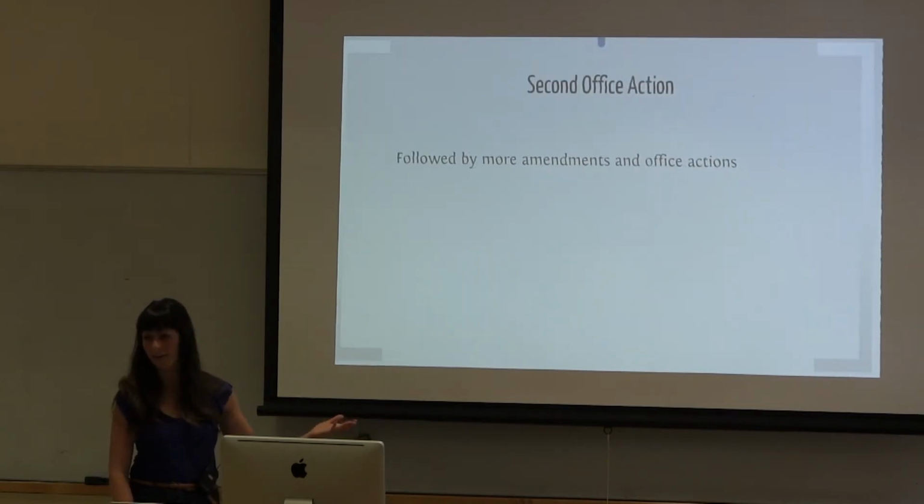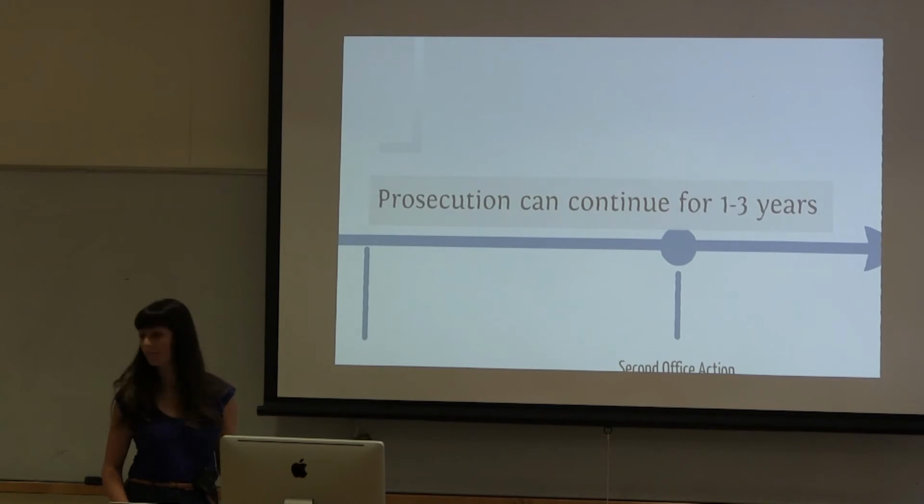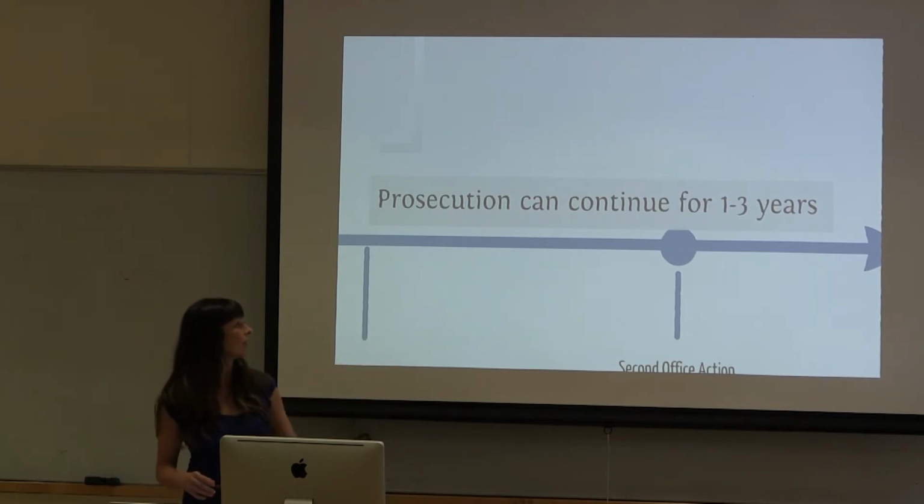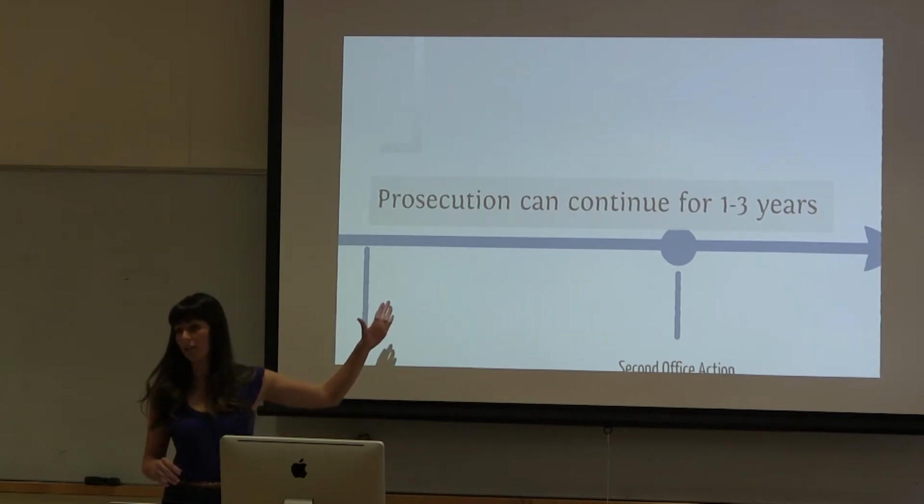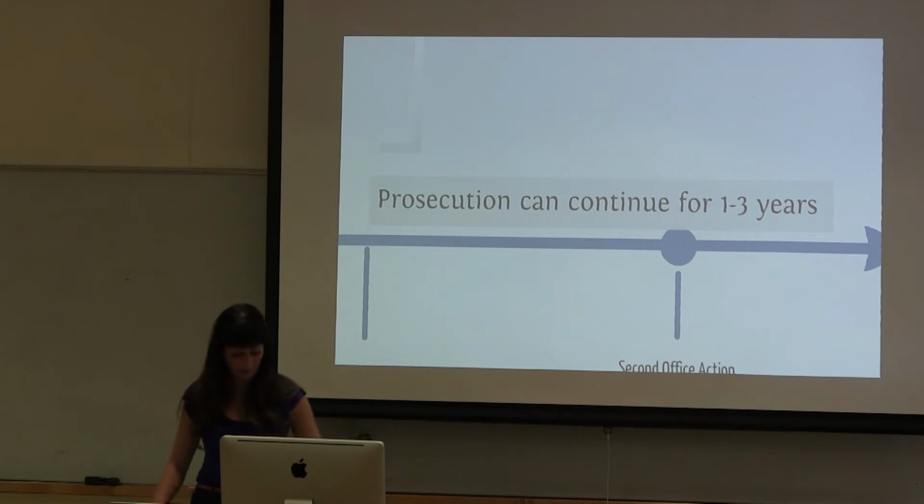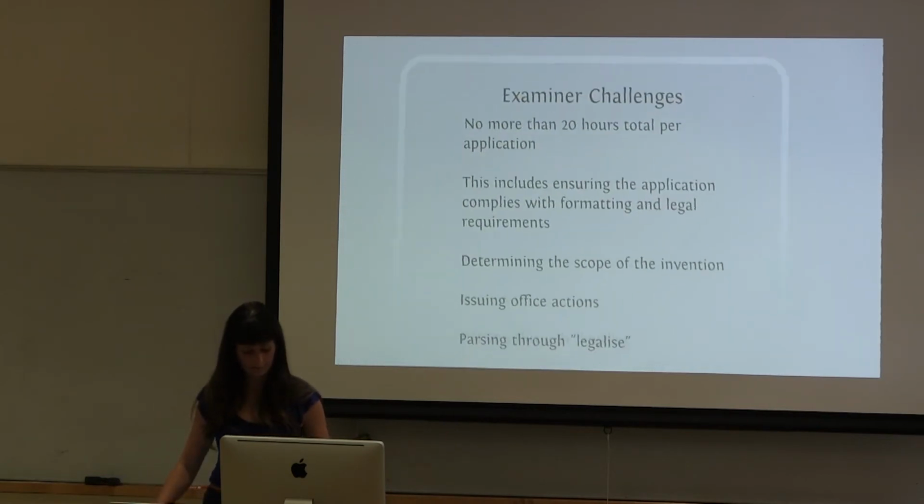And then they'll get a second office action, and this process goes back and forth. It can end with a patent being awarded or just a rejection. But in the end, this prosecution just with the office actions can go 1 to 3 more years. So this process can take somewhere between 5 and 6 years total. It's a very long and costly process.